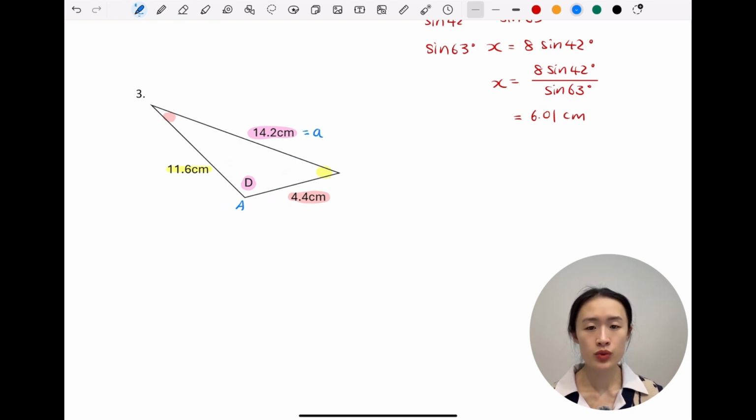Now the question is, which one is B, which one is C? And the answer is, it doesn't matter. It doesn't matter which one is B, which one is C, because all I care is B squared plus C squared. And it's the same if I do C squared plus B squared. Therefore, by using the formula, we will have 14.2 squared equals 11.6 squared plus 4.4 squared.